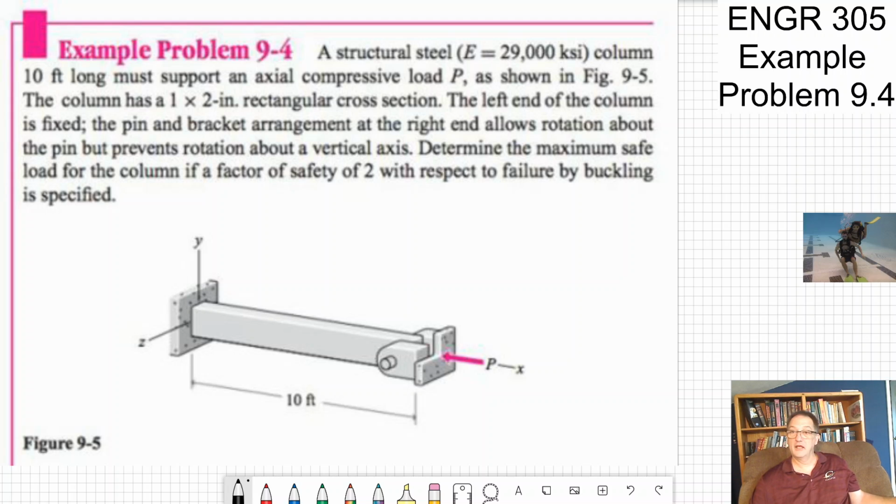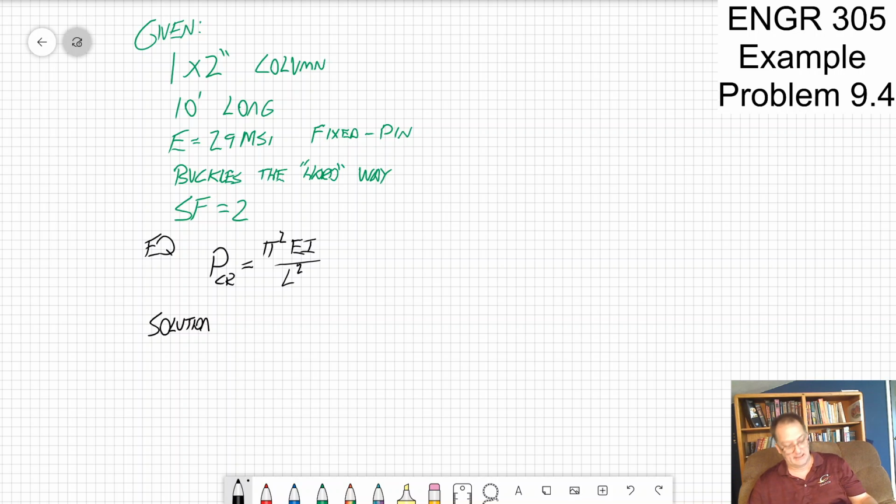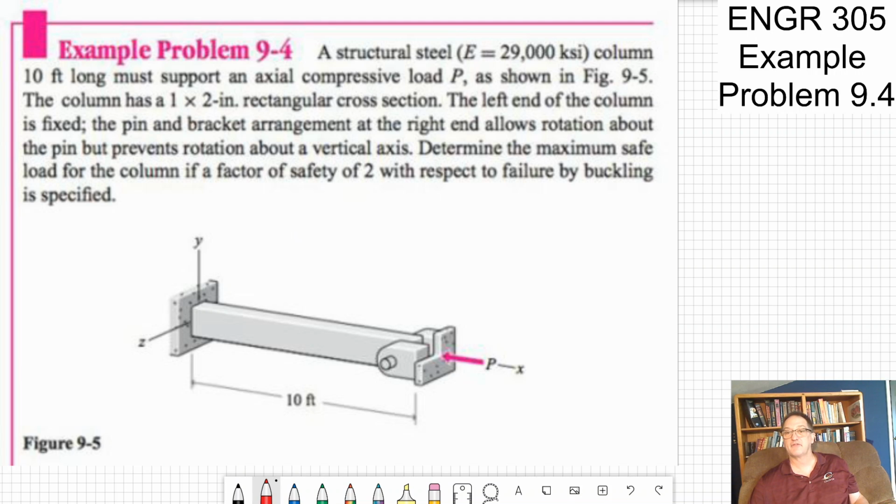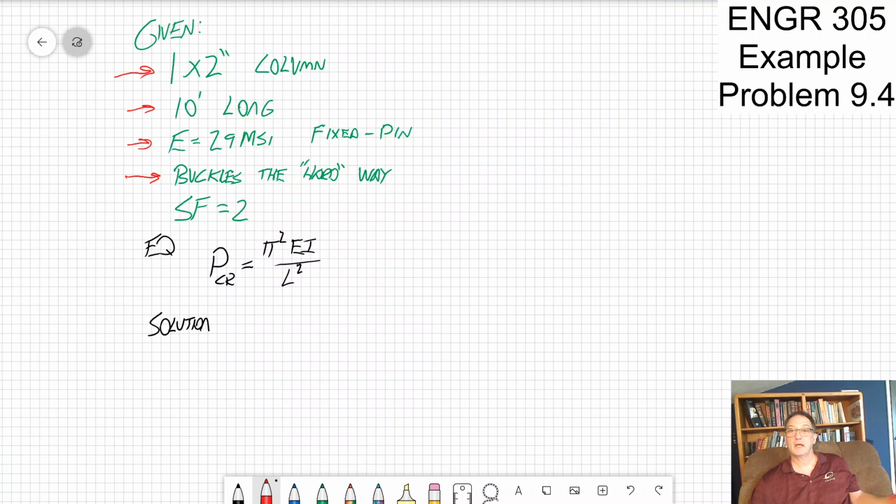So if you look at what I've got, I wrote down it's a 1x2. It's 10 feet long. I know my Young's modulus. I put that it buckles the hard way. When I looked at their picture, I thought that the vertical was the 2-inch direction. And maybe I'm wrong, and maybe we should do it both ways. But that's what we do. And then I needed a safety factor of 2, and I wrote down my equation. There's the equation that I'm going to work with.